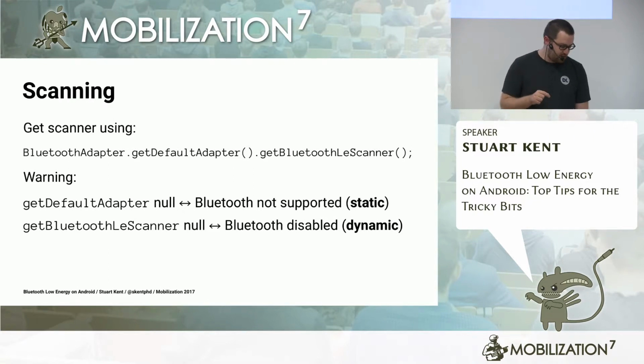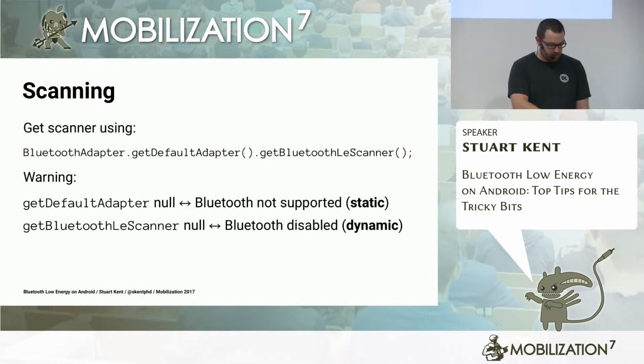So a warning here, that get default adapter call will return null if Bluetooth is not supported. Hopefully that's something we've already taken care of with those manifest entries and runtime checks. But get Bluetooth LE scanner returns null when Bluetooth is disabled and returns non-null when it is enabled. So that's dynamic rather than the static null or non-null of the default adapter.